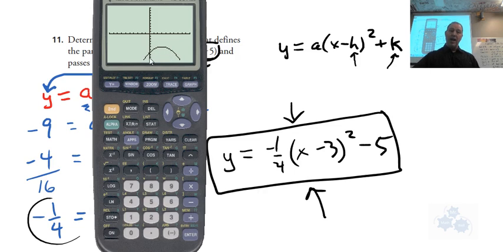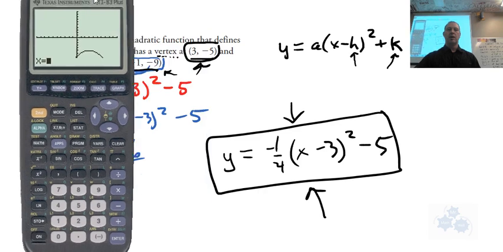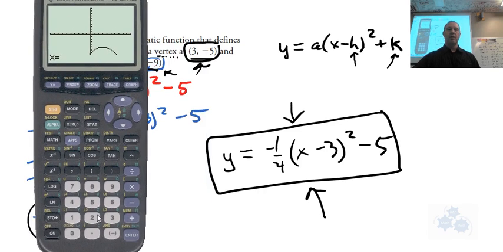And in order to check this, what you can do is second function trace. That's the calculate menu. Remember, a lot of good stuff is on this screen right here. And you just do number 1, value. And we can put in 3 and see if we get negative 5. Oh, wonderful. And it looks to be the vertex. See that? We're good.